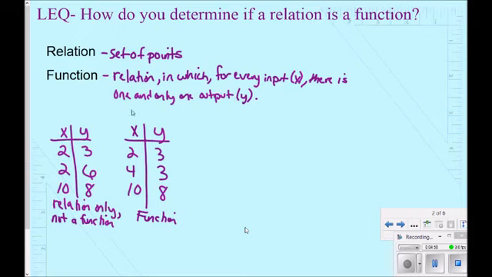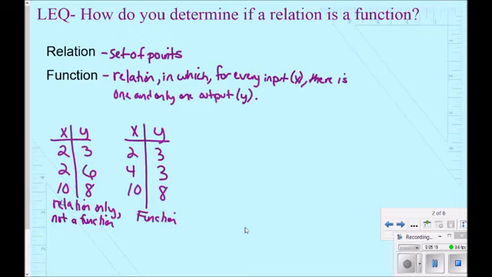Now, be careful with this definition. Sometimes students will read it and see one and only one output y, so they'll think that the y's cannot repeat. That's not the case. The y's actually can repeat. I have 3 here twice. That's not what it means by one and only one y. It's one and only one y that goes with every x.